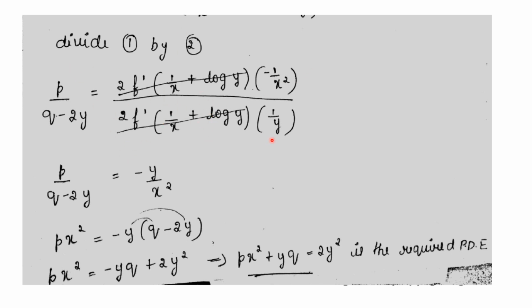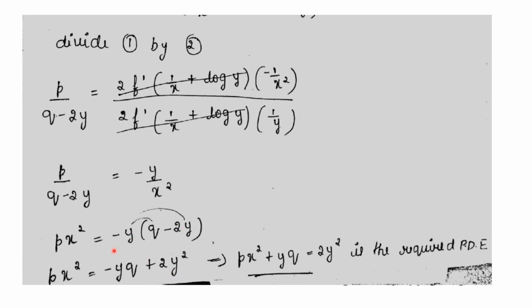Next, just cross multiply: minus 1 by x square into 1 by y. When you take this 1 by y to the numerator, it will be the reciprocal. So you get y by 1. So y into minus 1 is minus y, 1 into x square is x square. Cross multiply. So p into x square is px square, equals minus y into q minus 2y. Just multiply this y inside the bracket to each term. So minus y into q is minus yq, minus into minus is plus, 2y into y is 2y square.